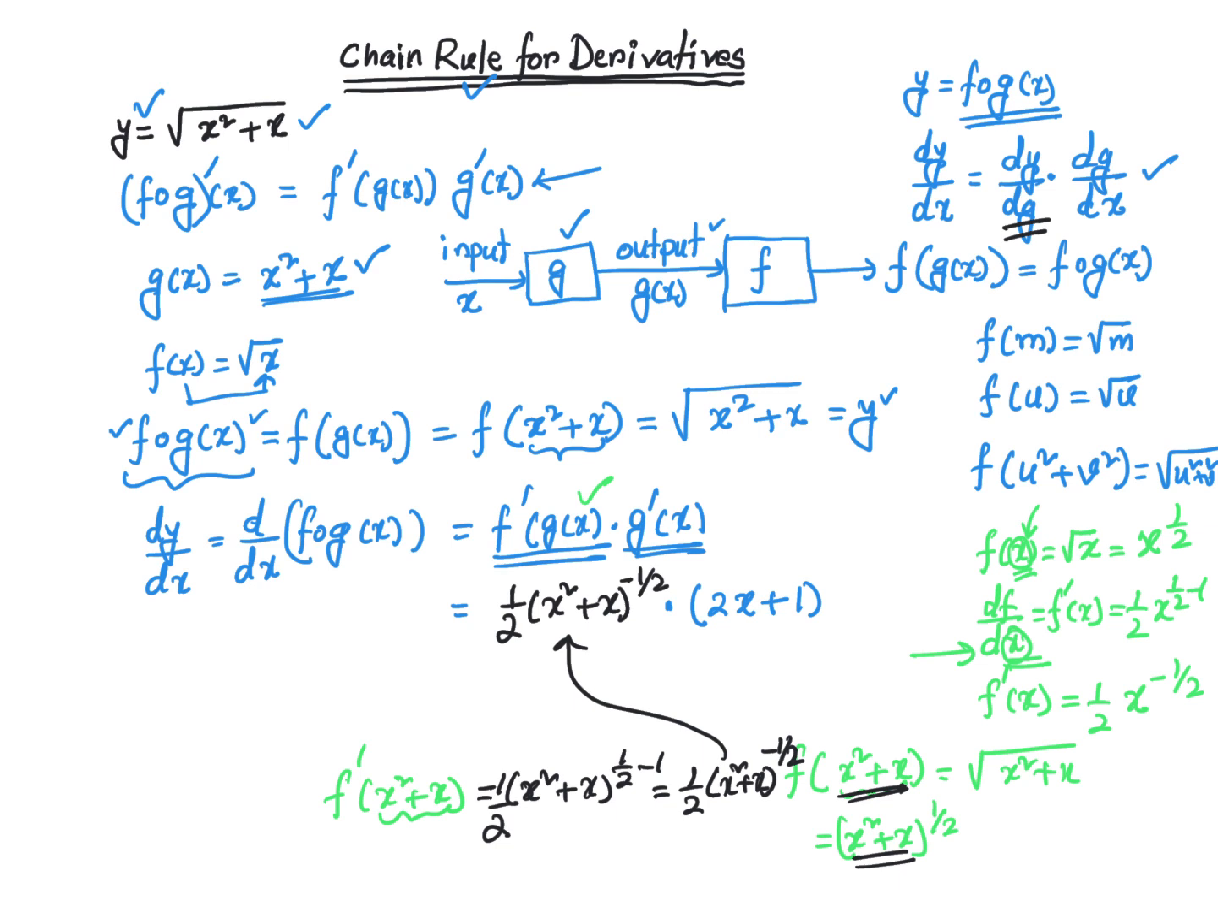I spent a lot more time on this problem because these are the fundamental, basic, and simple ones. That's why I wanted to make sure that you understand these steps, how it works step by step. But very soon you're going to look at this function and say, oh, the derivative is very simple, I'm going to use the chain rule. Using the chain rule, it's going to be 1/2 times x squared plus x to the power 1/2 minus 1 times the derivative of x squared plus x, which is just 2x plus 1.